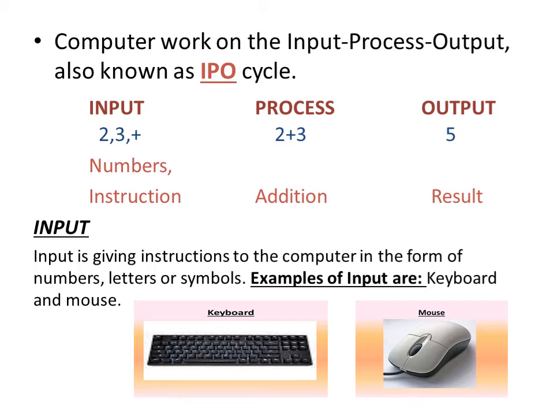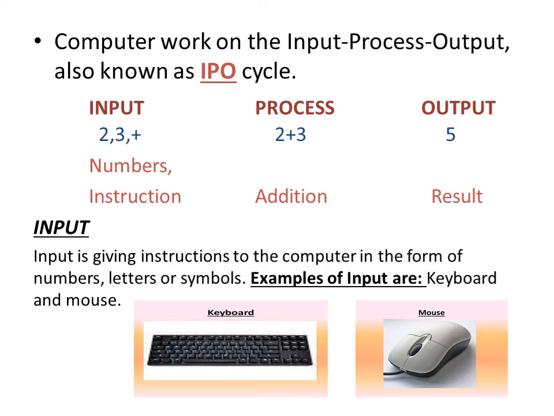When we give instruction to the computer, for example 2 and 3, we will give some numbers. It is called instruction. We are commanding the computer, these are the two numbers. What we have to do now? We have to add these numbers. So it will come in the process. Then after processing, what is the process procedure? We will add the numbers 2 plus 3. Then what is the result? 2 plus 3 equals 5. So this is the output process.